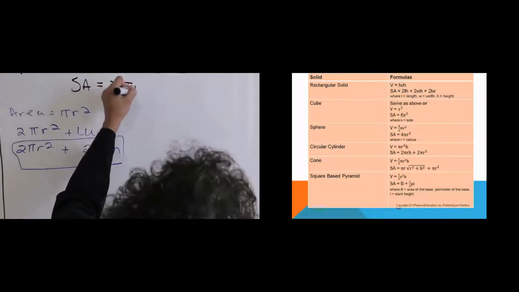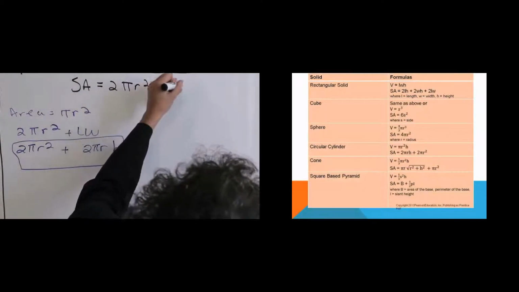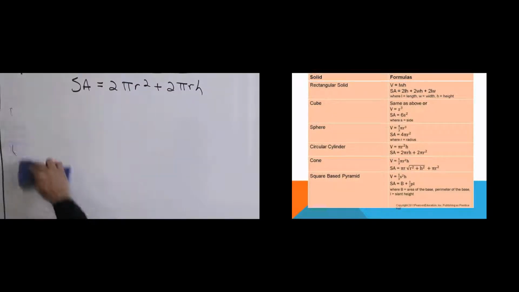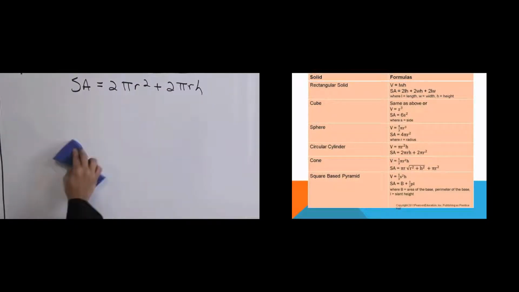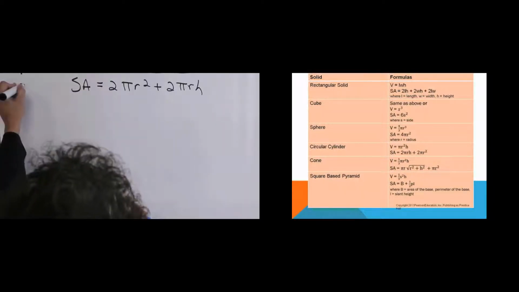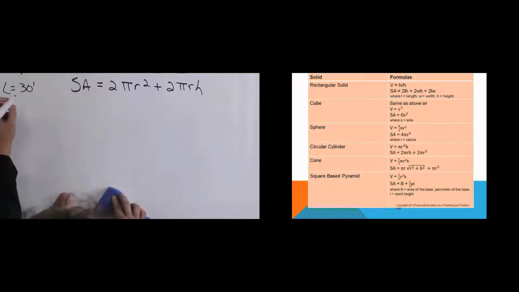All right, so surface area for this cylinder: 2 pi r squared plus 2 pi r h. Okay, let's get the dimensions down, and we'll get this done. How much sheet metal is needed? The dimensions are a length of 30 feet and a diameter of 8.